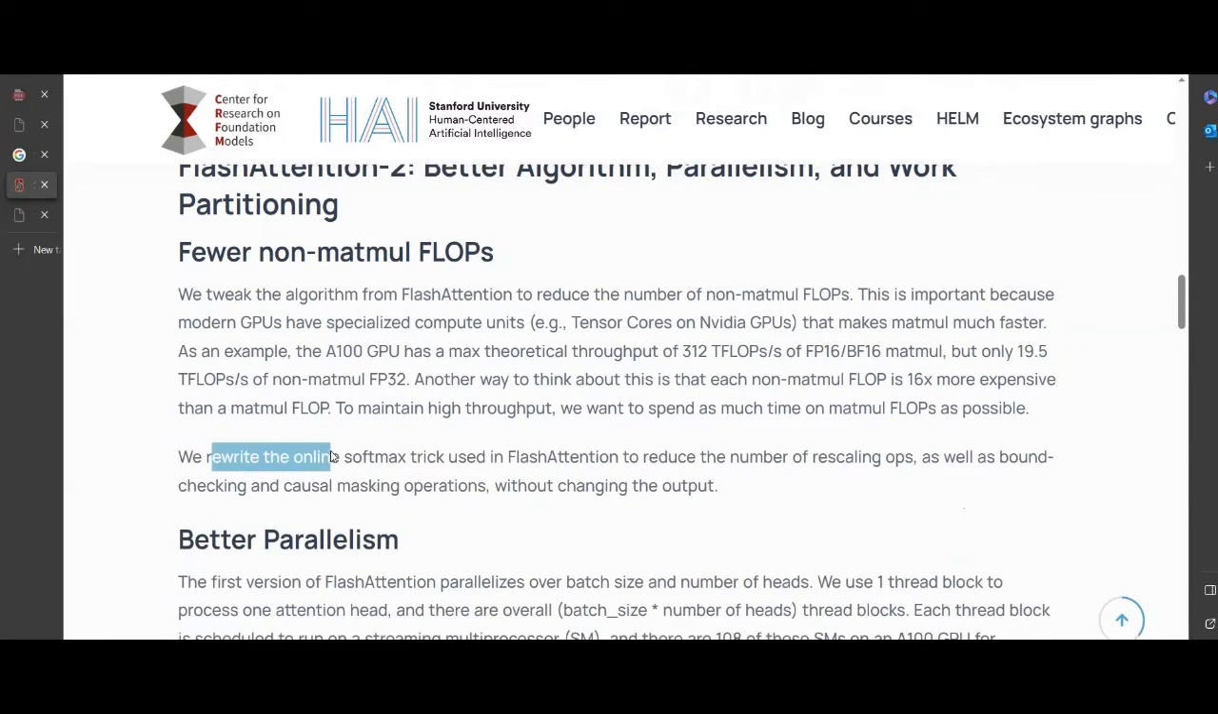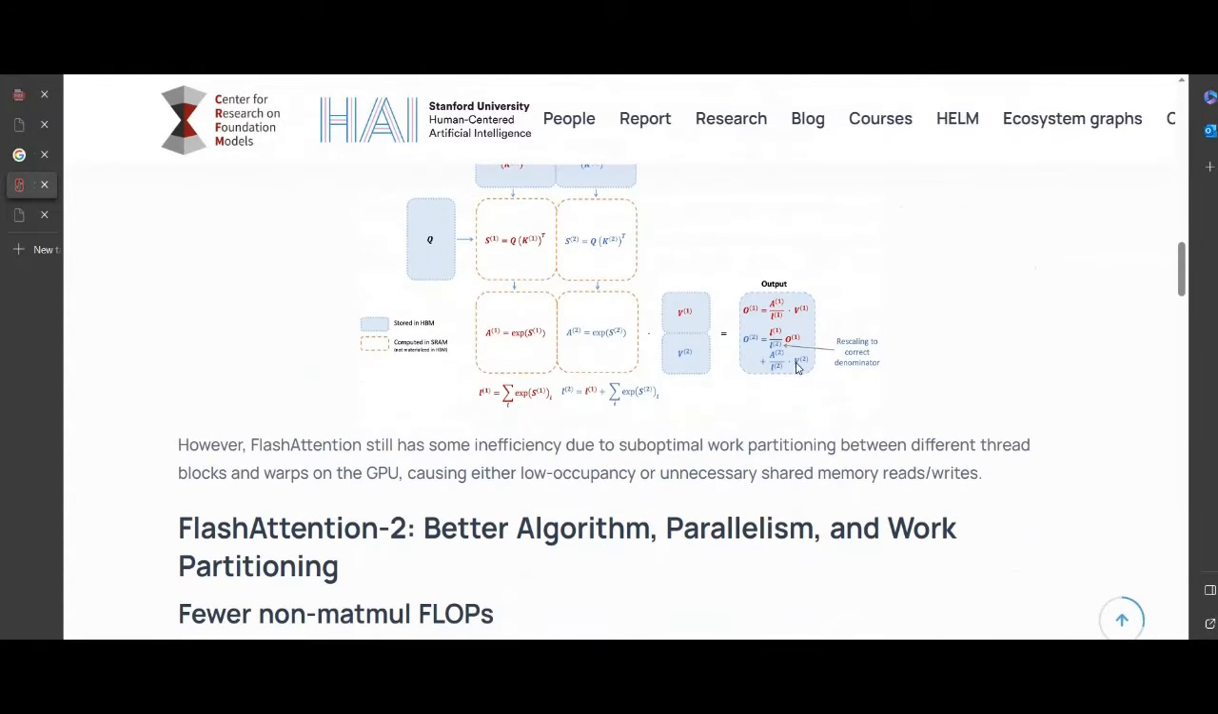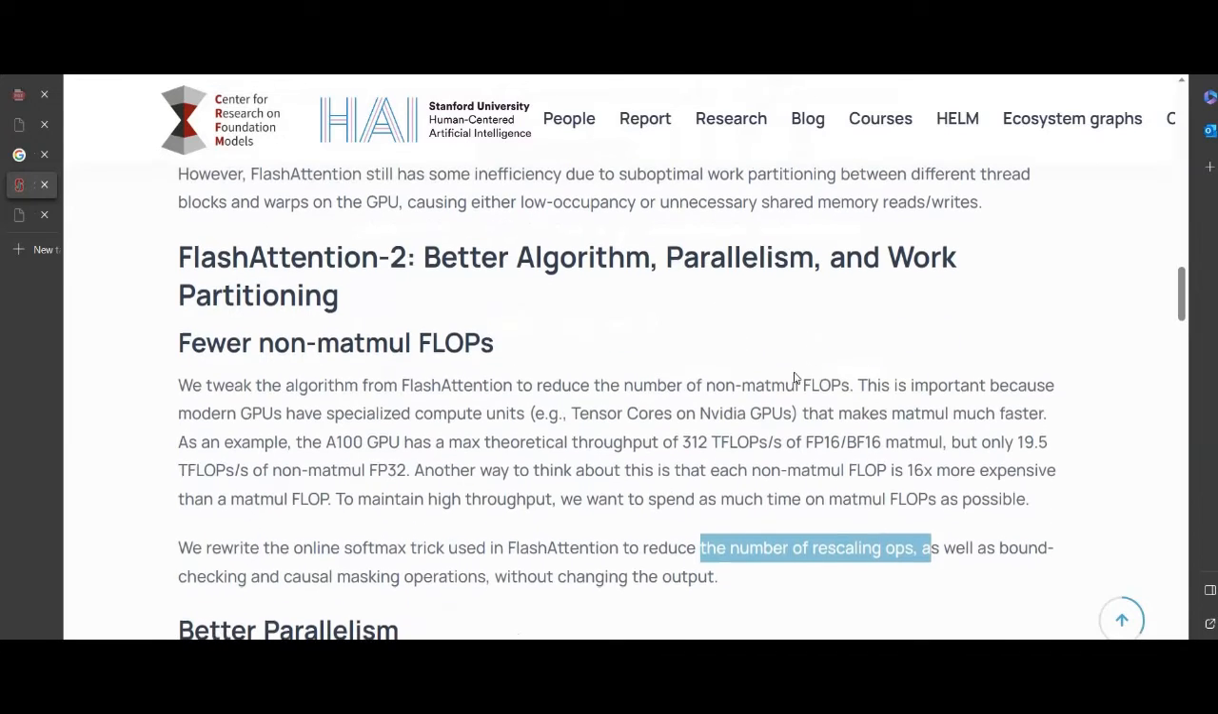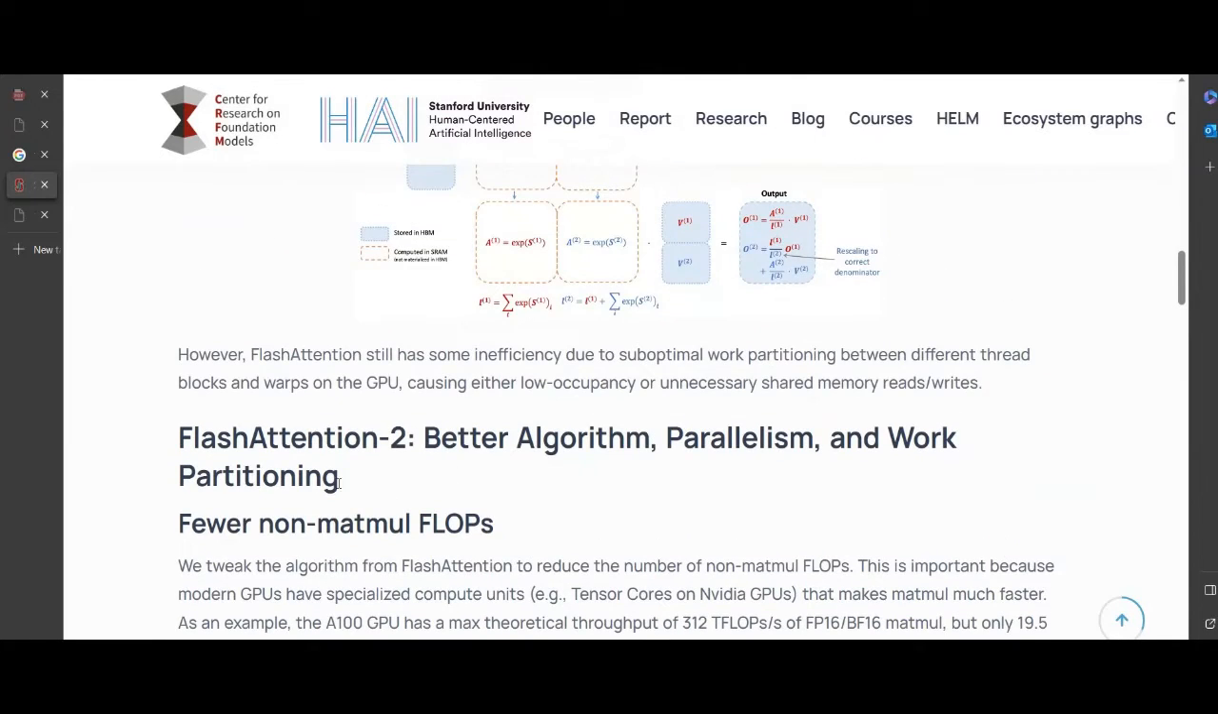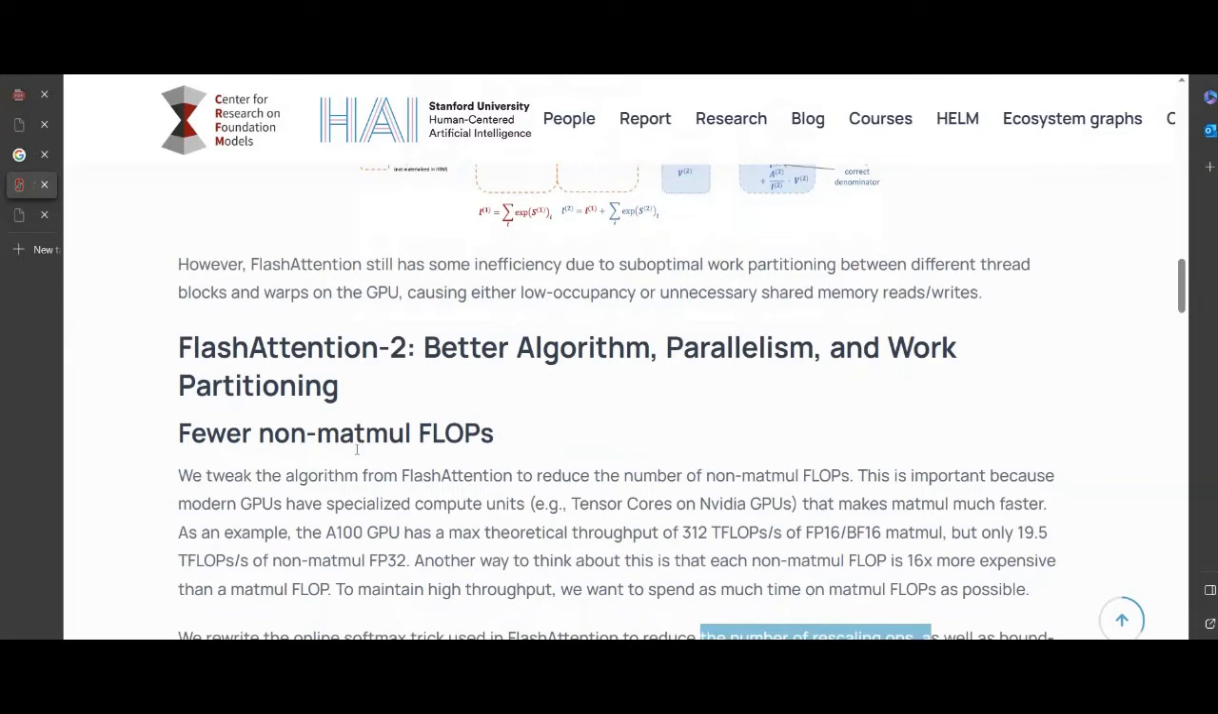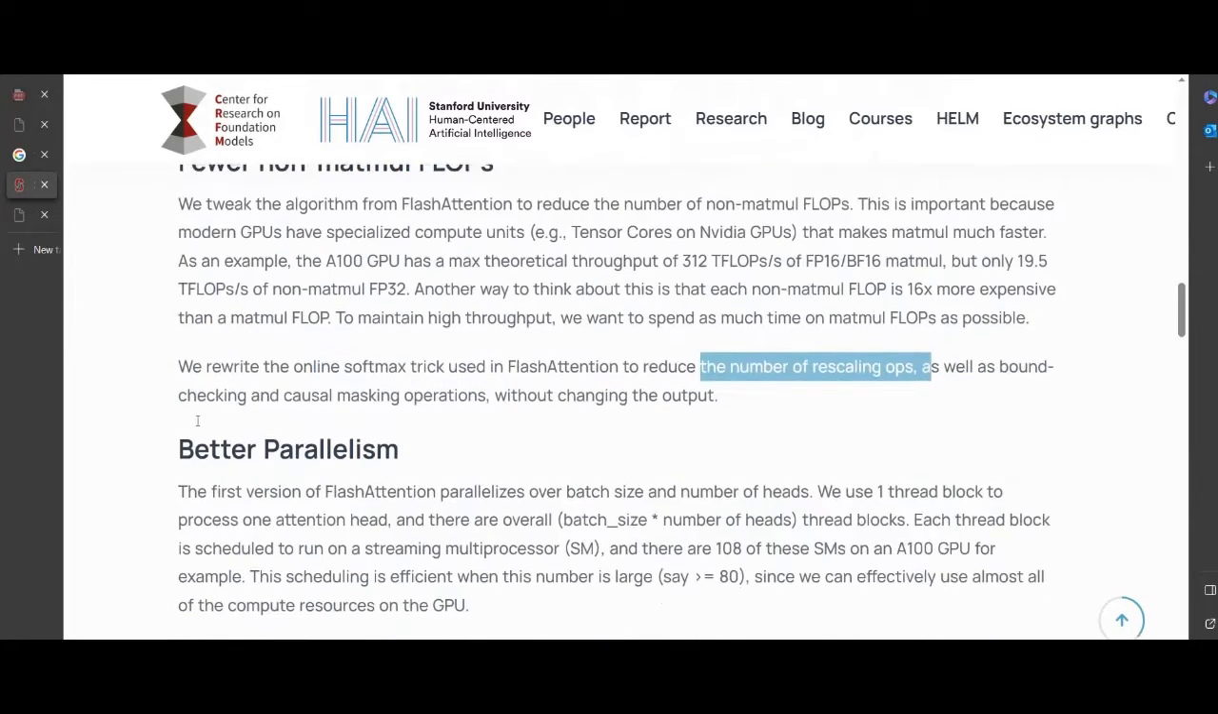They say that one way in which they do this is in the softmax part, they reduce the number of rescaling operations and bound checkings and other stuff. So I think they reduce the number of rescalings they do in some way to reduce the number of non-matmul flops, which are very expensive to do, and thus giving a speed up.